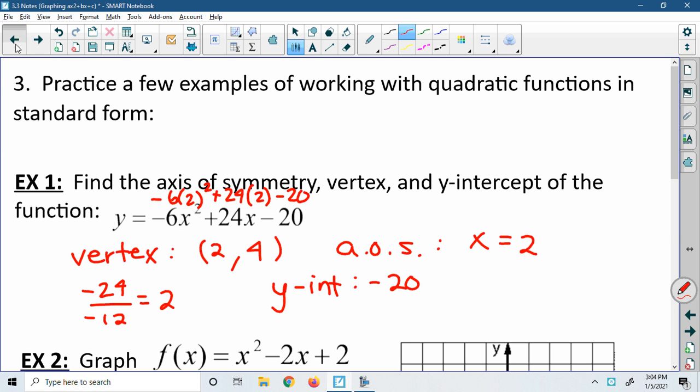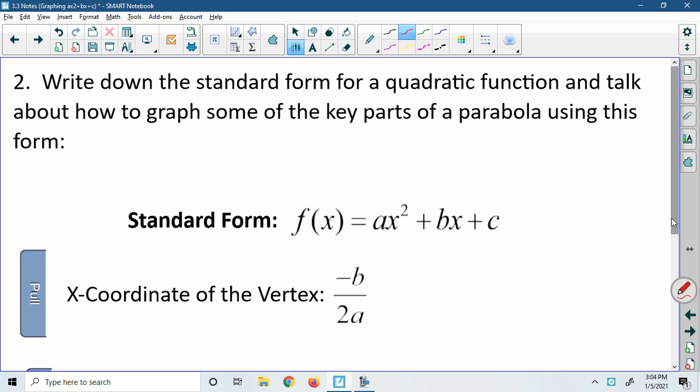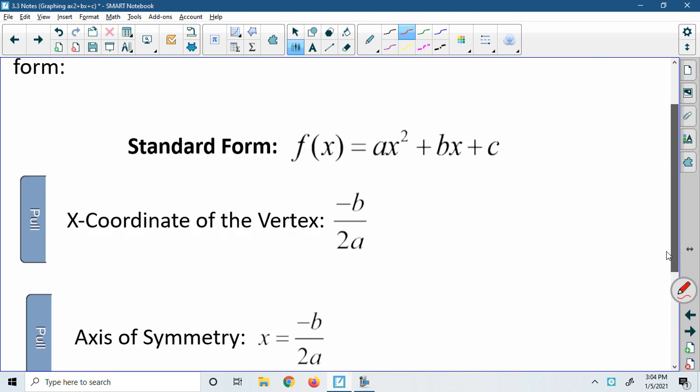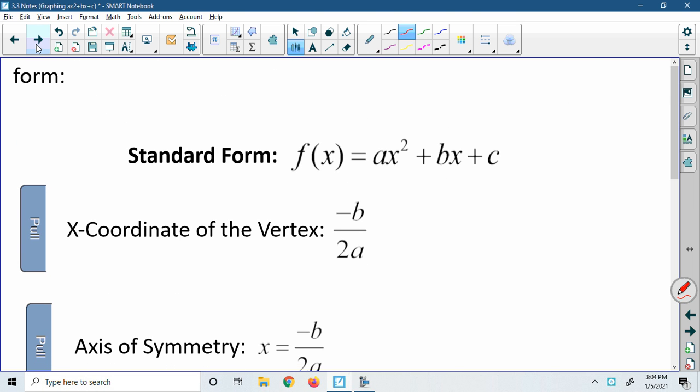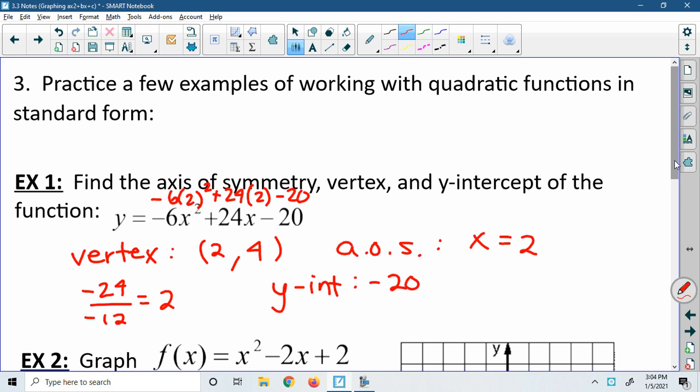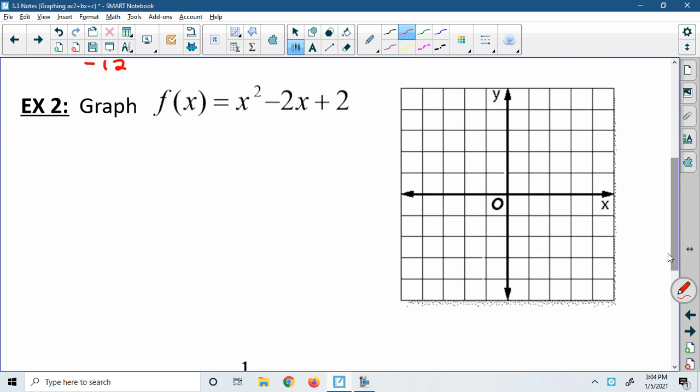So really just putting those formulas that you just barely wrote down to use. Let's go on to example 2. Let's actually graph one now. So here is our function x squared minus 2x plus 2.